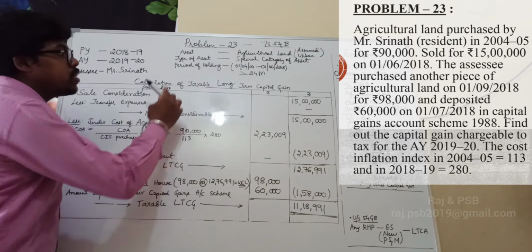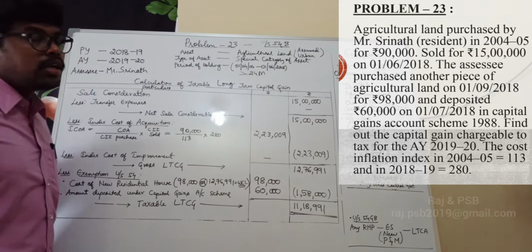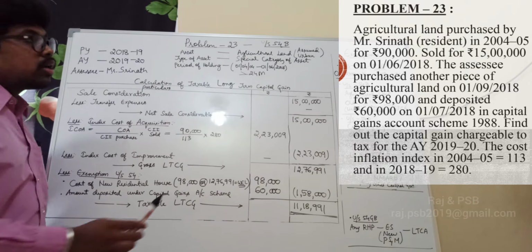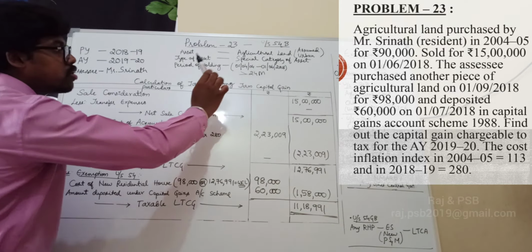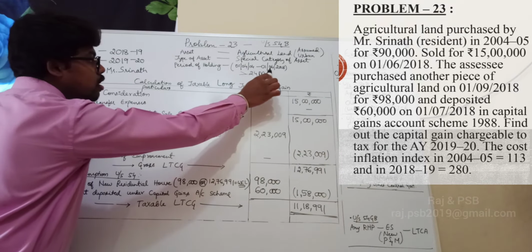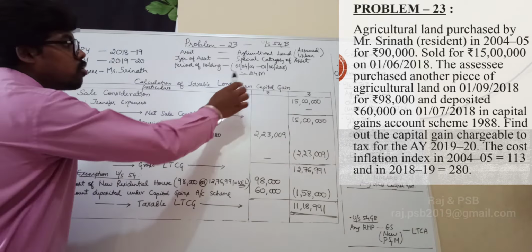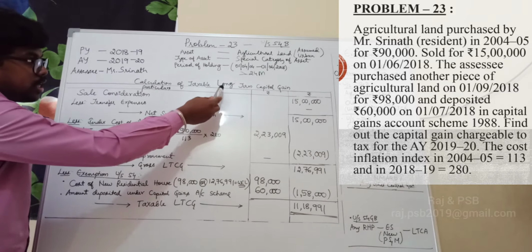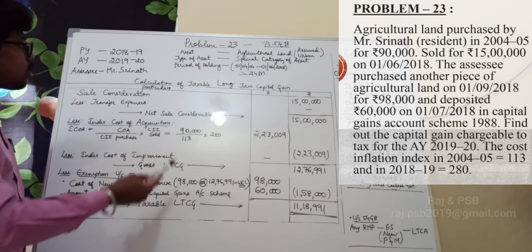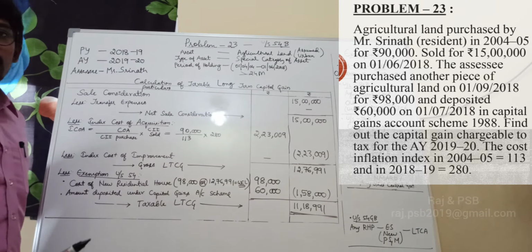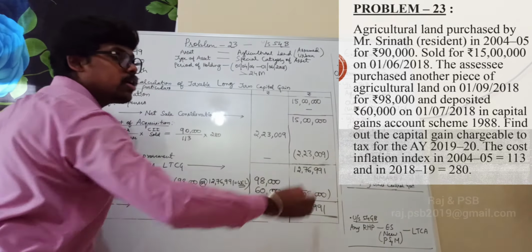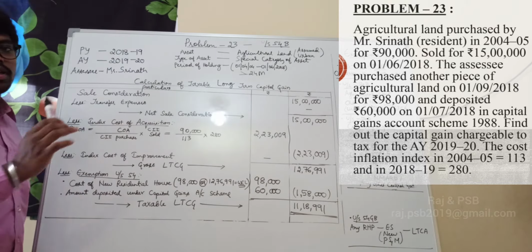Next, type of asset is special category of asset, and period of holding: when is he purchasing, 1/4/2004, and selling it on 1/6/2018, so it is more than 24 months, hence it is treated as long term capital gain. Here there is no condition that it must be long term; it can be long term or short term. So we can claim this exemption.